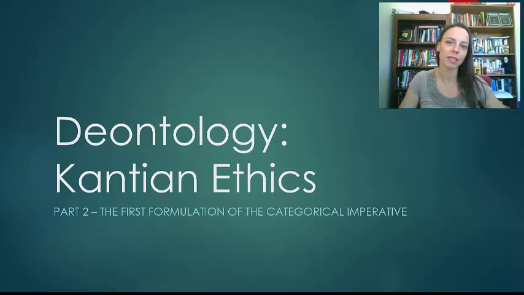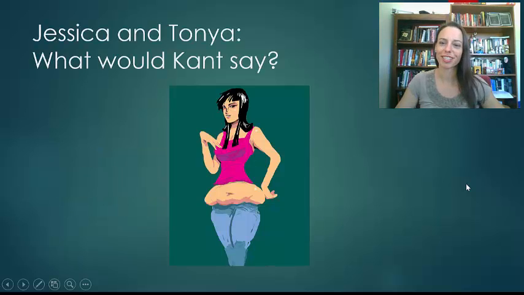So what we did in the first section is just go over some of the basic ideas behind Kantian theory. What we'll be doing in this section is reviewing the poll on the case of Jessica and Tonya, and then talking about the first formulation of Kant's categorical imperative. So the categorical imperative is the main decision-making tool that we'll use in Kantian theory to determine what the moral law contains. First, let's look at Jessica and Tonya.